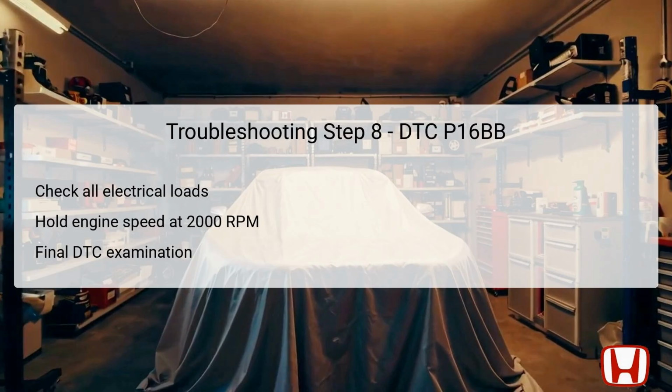Holding the engine at 2000 RPM during this test will provide the right conditions to evaluate whether the alternator can adequately supply voltage. If DTC P16BB recurs, it signifies persistent issues requiring attention, likely indicating that the alternator itself may be faulty, thereby necessitating further checks or replacement. Conversely, if the code does not return, the troubleshooting process may be concluded.